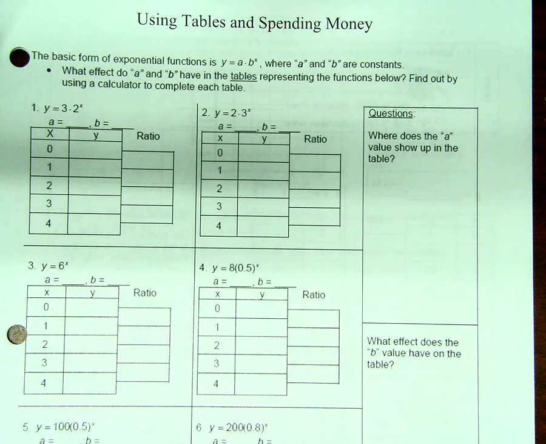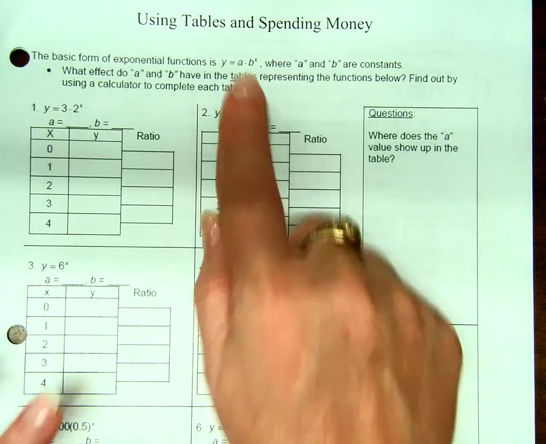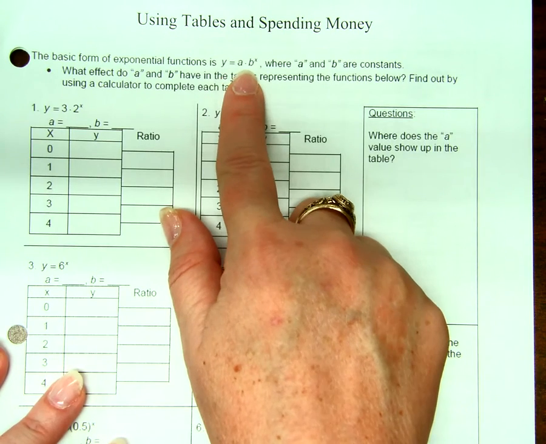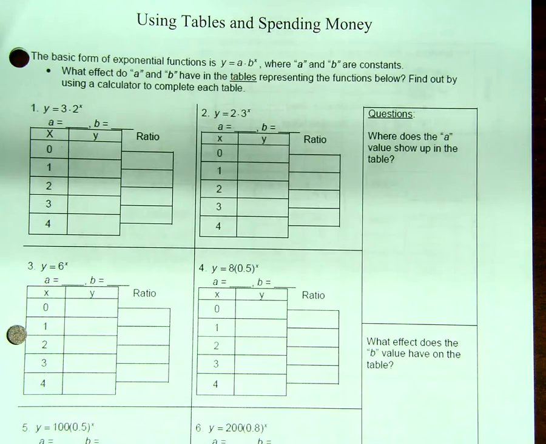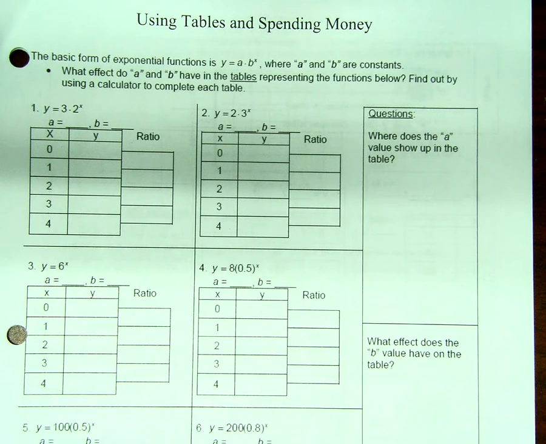The basic form of an exponential function is given right here. Y equals a times b to the x power. I need you to remember that. That's the basic form of an exponential function. There are more, not basic forms that we're going to talk about, obviously. But the very basic form is y equals a times b to the x power. A and b are constants.